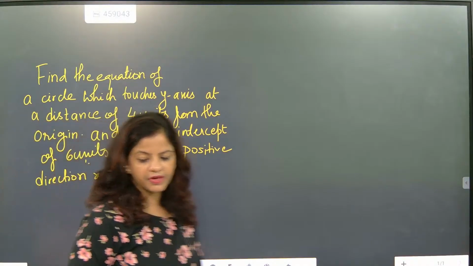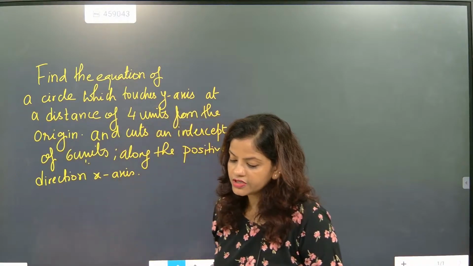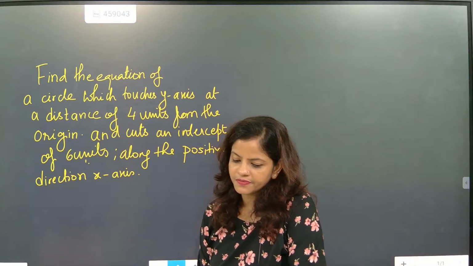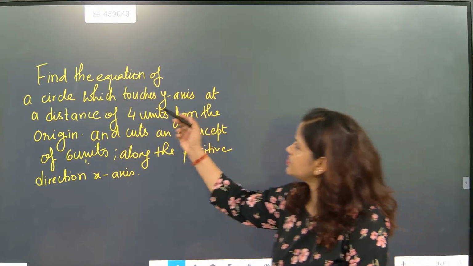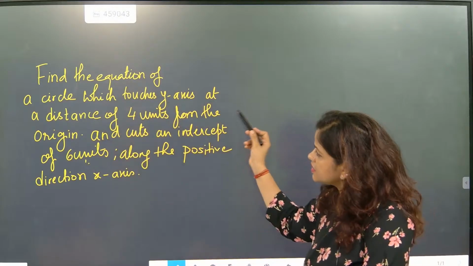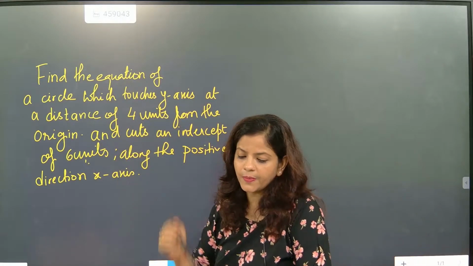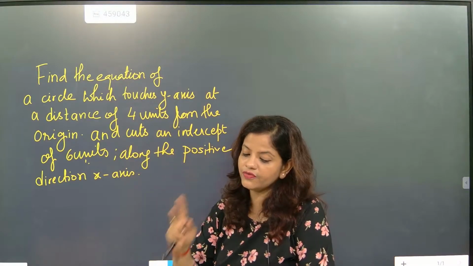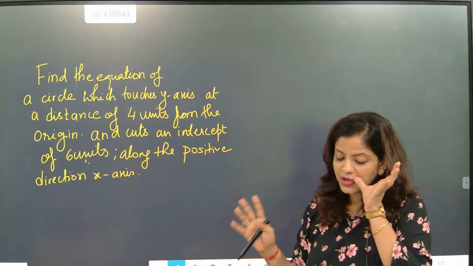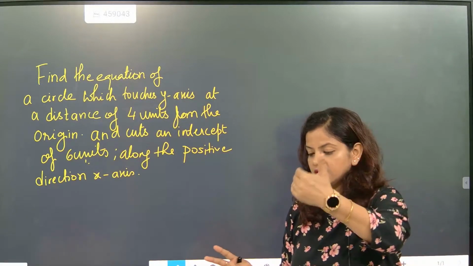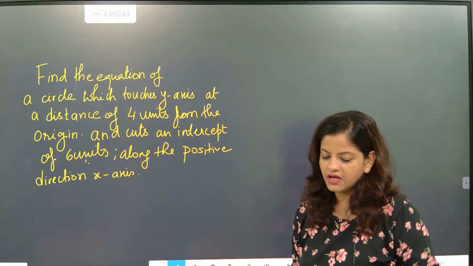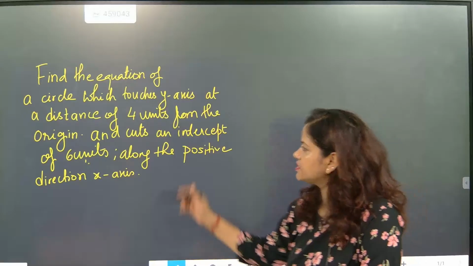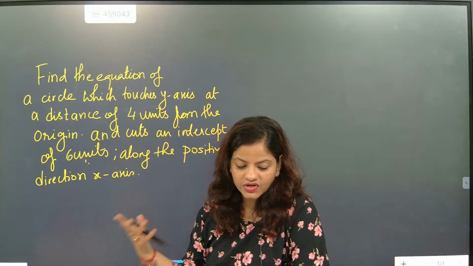Try first. So the major challenge is drawing the diagram. Understood? Good morning, beta. So now let's see how to solve this. The question is: find the equation of a circle which touches the y-axis at a distance of 4 unit from the origin. So 4 unit from the origin it is touching the circle. That distance is given. That means x value is given or y value is given. Come on, check this one out. So I'm going to first draw it. You all please try first drawing this part.